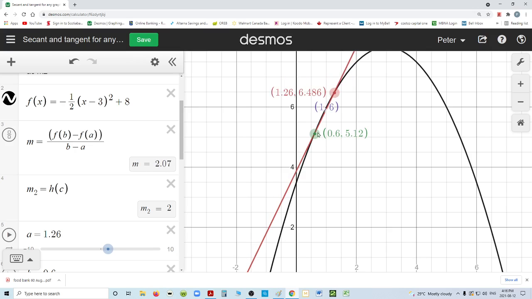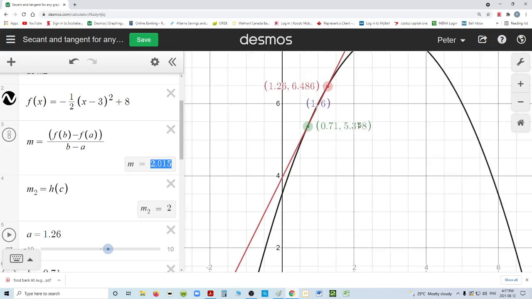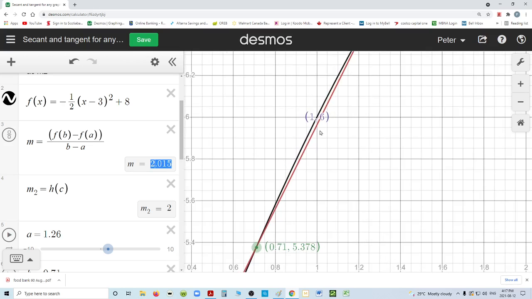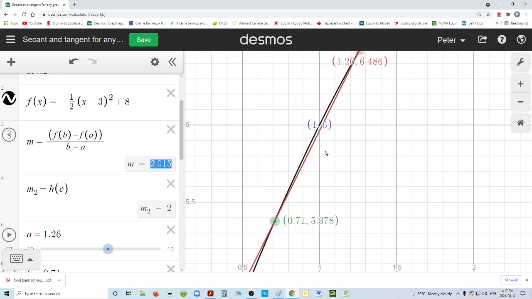I'm going to bring it closer. The 2 dots closer. And I'm bringing them closer on either side of 1.6. Oh, it's 2.015. That's very accurate. Now I'm going to bring them even closer. Notice, though, when I zoom in, the red line's not quite on the graph, so it's still not totally accurate. But as I get those 2 dots closer and closer, look at that, 1.999. They start getting really close to the actual slope at 1.6, which I cheated and told you was 2.